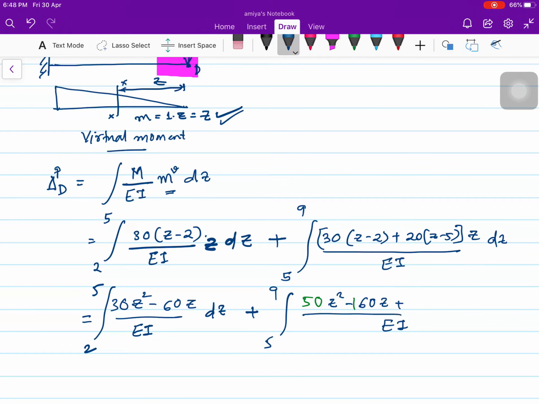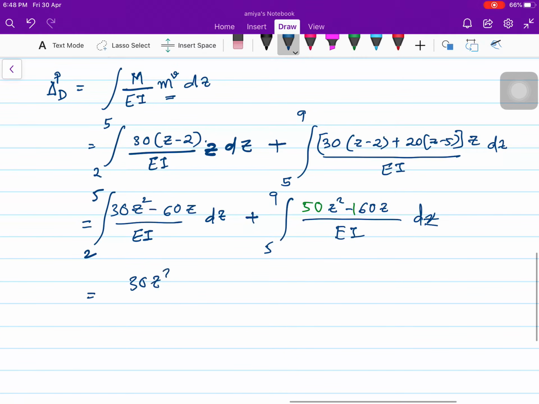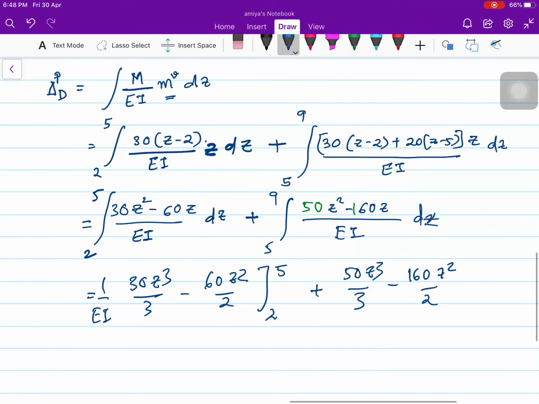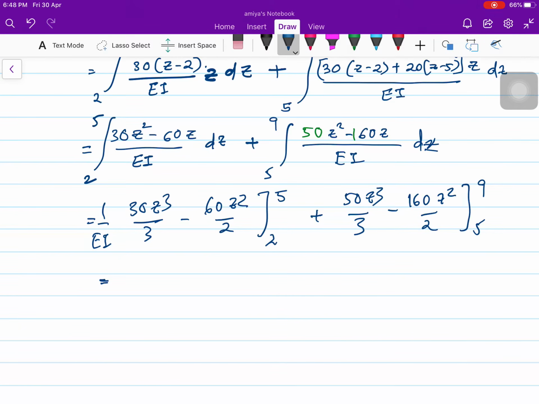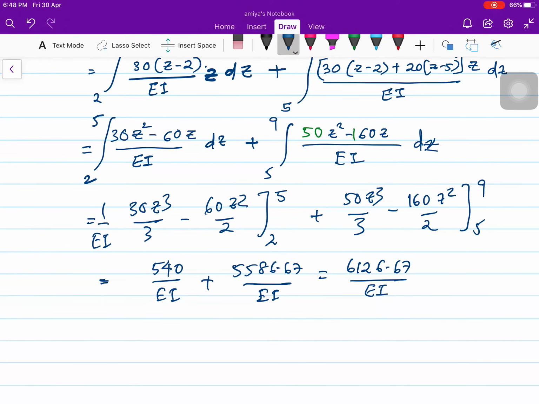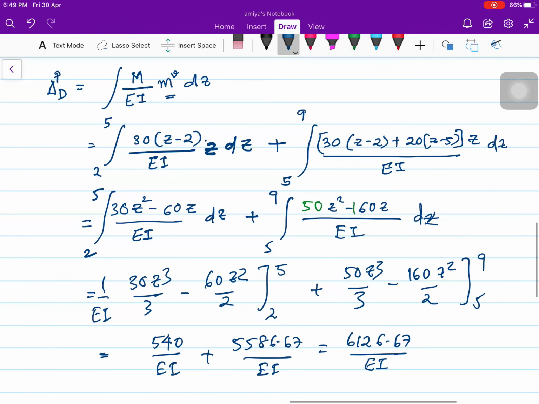So I can reduce this into 30 Z cube by 3. So 1 by EI I can take outside, minus 60 Z square by 2. This will be from 2 to 5, plus 50 Z cube by 3 minus 160 Z square by 2. This is from 5 to 9. So solving this, the first term came 540 by EI plus 5586.67 by EI. So this gives 6126.67 by EI. So this is the displacement in the primary structure at D.